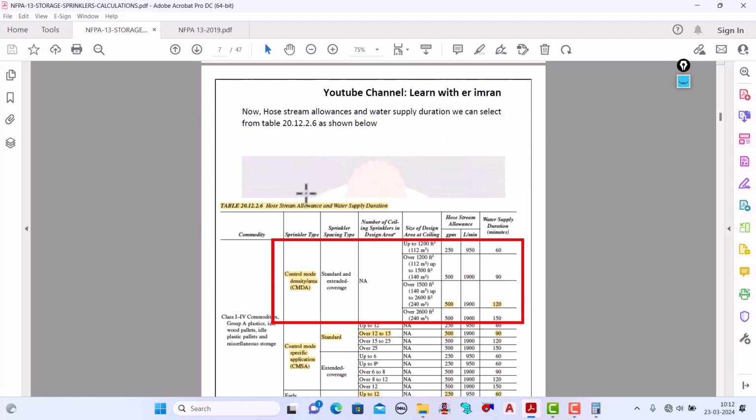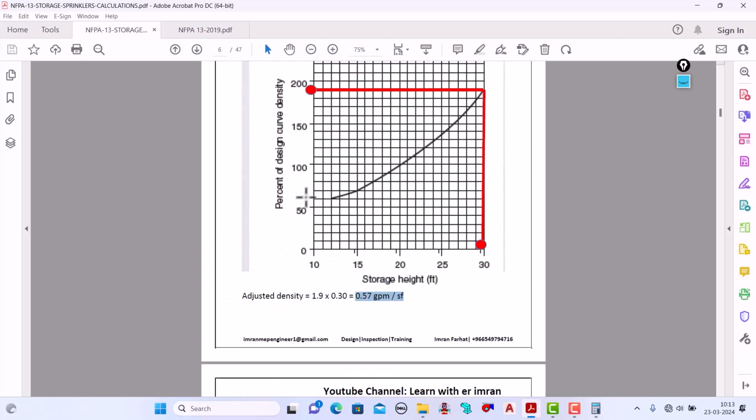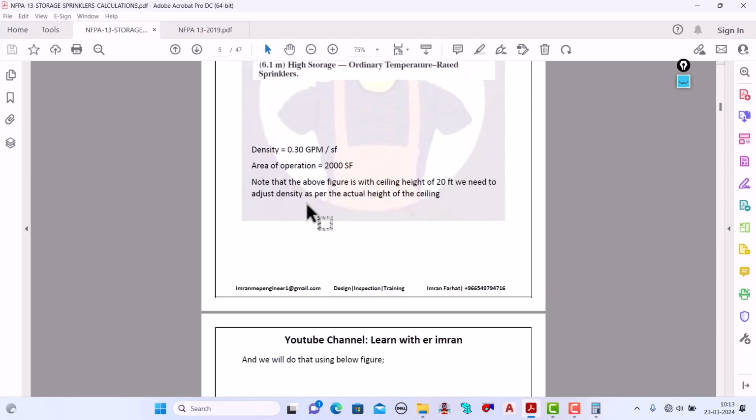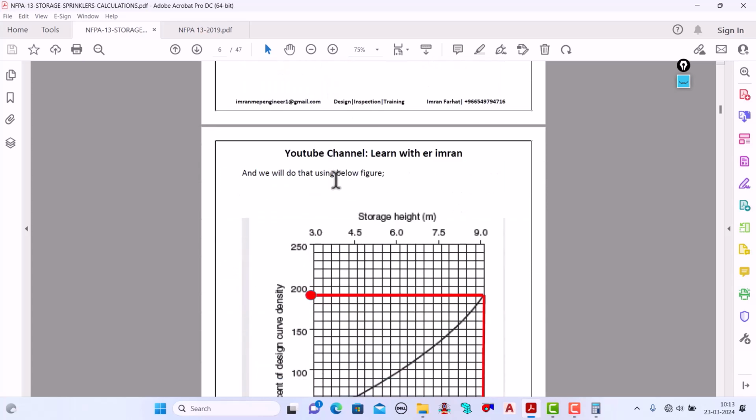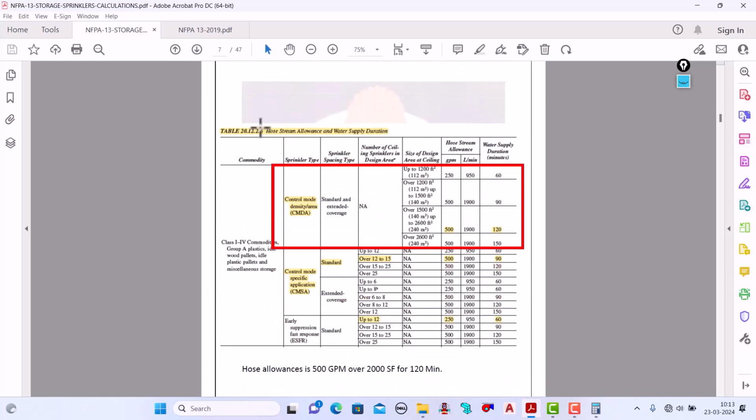Now next, here I already got the sprinkler density and the area of operation. Now we have to add the hose allowances. So see table 12.2.6, remember this table. You can take the screenshot. On that basis, we also have to add the hose stream allowance in our calculation.